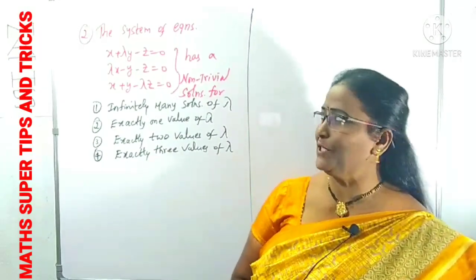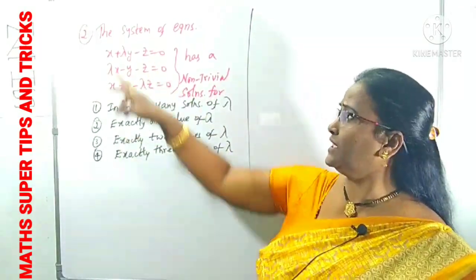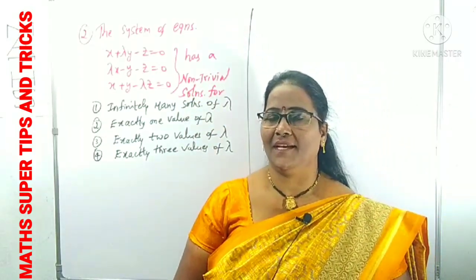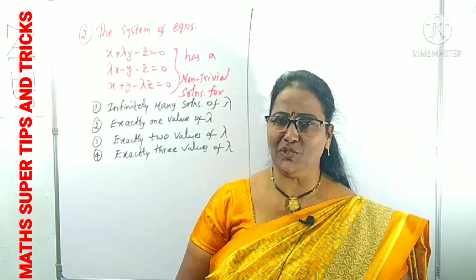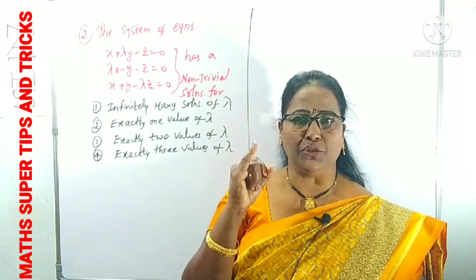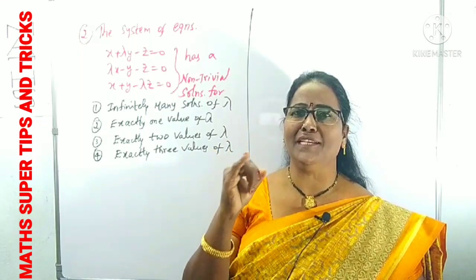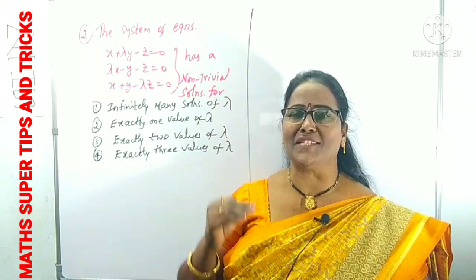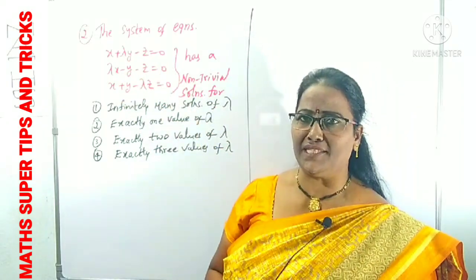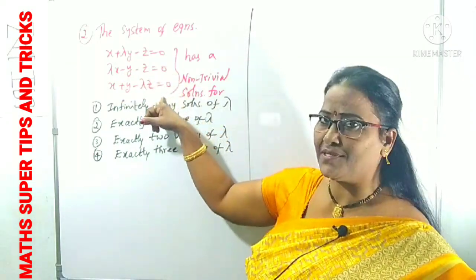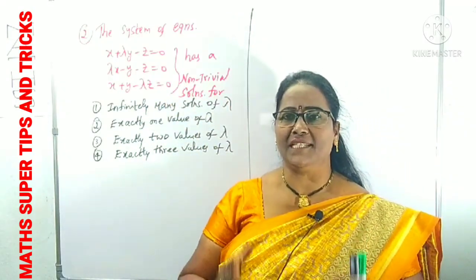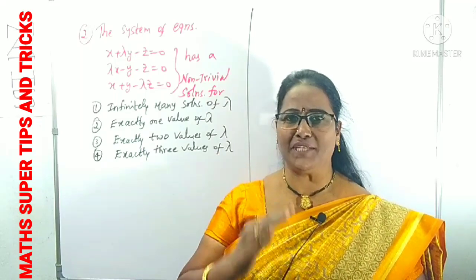Look at the next question. In this question, given that the system of equations has non-trivial solutions. Has which solutions? Non-trivial solutions. I said to you, in case of homogeneous, the unique solution is also known as the trivial solution. Infinitely many solutions is also known as non-trivial solutions. You can recognize clearly this is a homogeneous system because all constants are zeros. That is one way you can recognize. And given that non-trivial solutions, it is clearly 100% a homogeneous system.